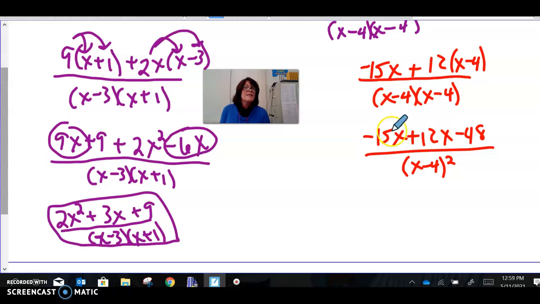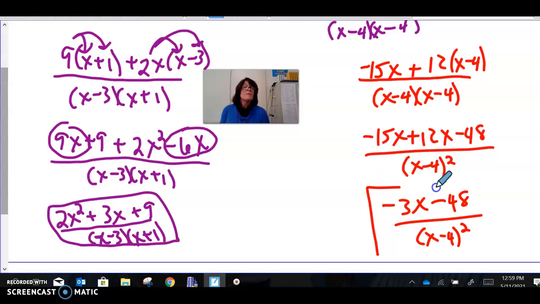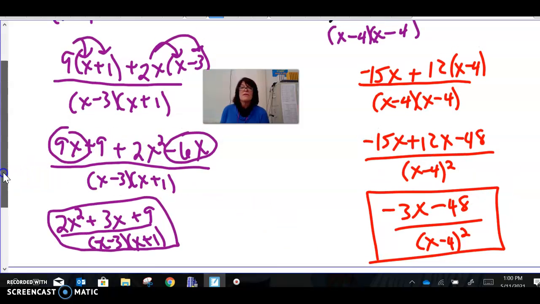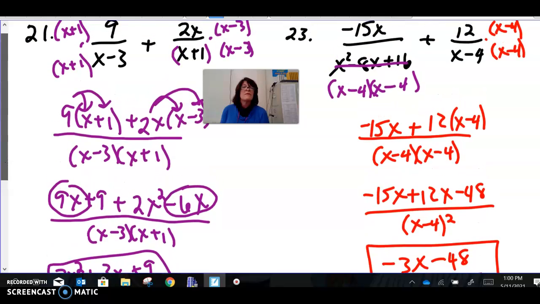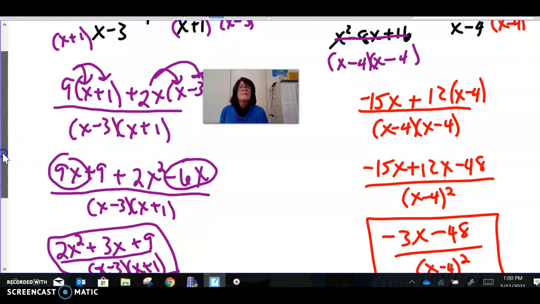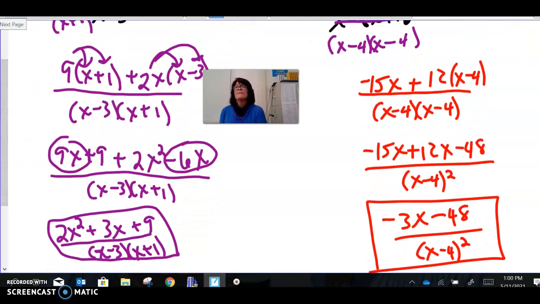I'll combine this. What is that? Negative 3x, negative 15 plus 12. Okay, and we will be done with that one. So just look and see what we did there. It's a little confusing maybe because I have the same binomial twice. X minus 4 and x minus 4. Again, you're welcome to pause, or ask the substitute to pause.